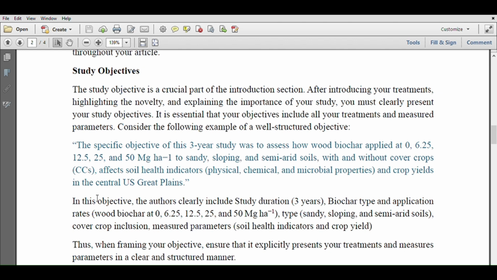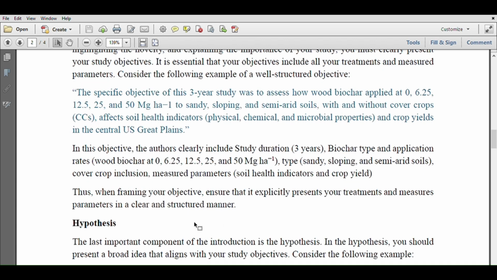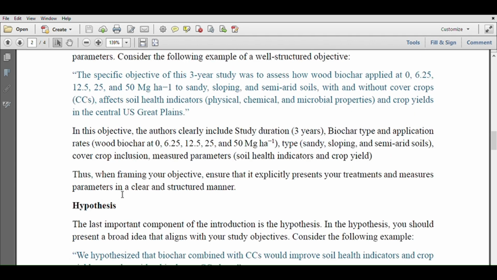In this objective, the authors clearly include study duration, 3 years, biochar type and application rates, wood biochar at 0, 6.25, 12.5, 25, and 50 mg ha-1, soil type, sandy, sloping, and semi-arid soils, cover crop inclusion, and measured parameters, soil health indicators and crop yield. Thus, when framing your objective, ensure that it explicitly presents your treatments and measured parameters in a clear and structured manner.